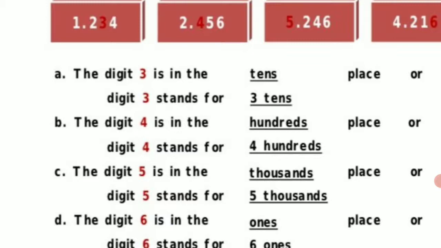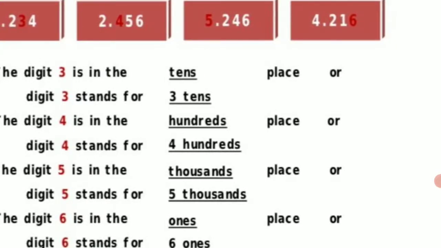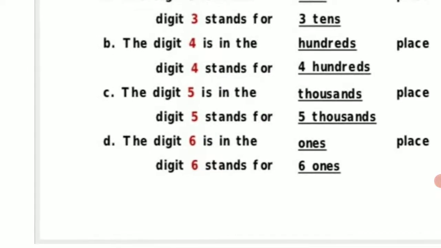Then in the second one you find 2456, where we need to find out the place value of 4, which is in the hundreds place. Since 4 is in the hundreds place, it is 4 into 100, 400. Then in the third one, the number given is 5246, where we need to find out the place value of 5, which is in the thousands place. So 5 into 1000 is 5000. And in the last one, 4216, we need to find out the place value of 6. So 6 stands in the ones place, so it is 6 into 1, 6.